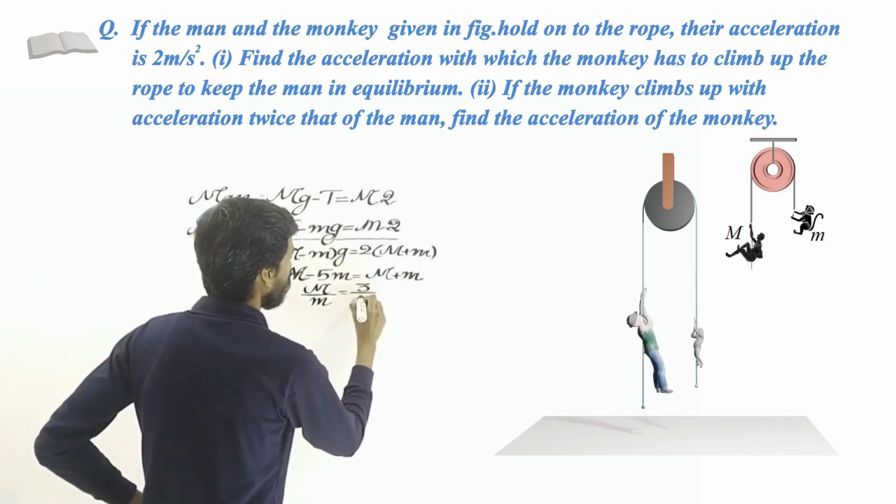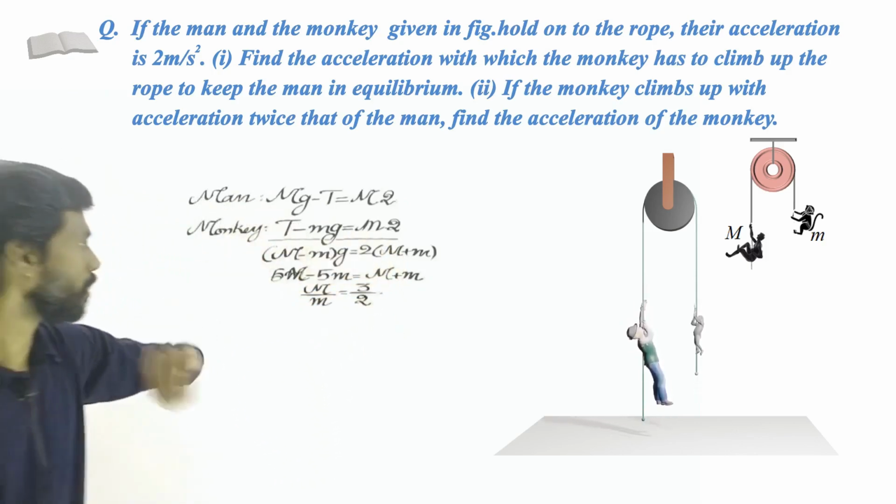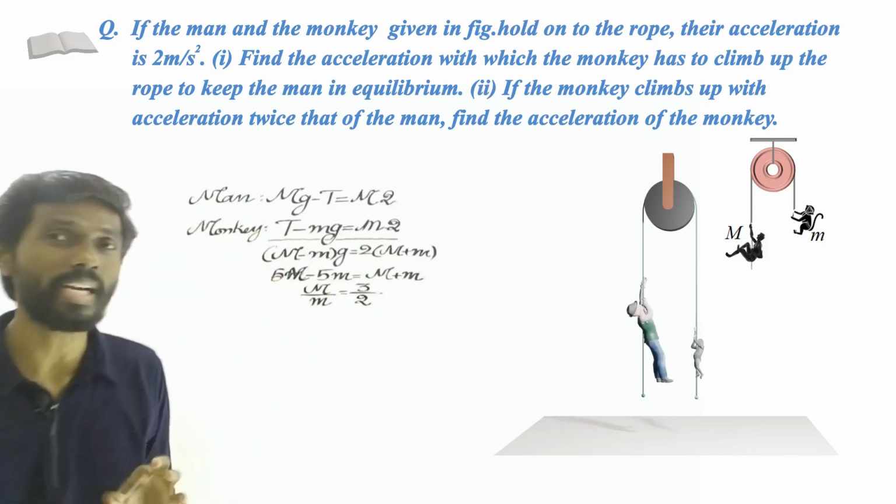So there is some relation between the masses of these two, right? One is a man, the other one is a monkey. So this relation is there, which we can use later on if required. Okay, so that is the first situation.